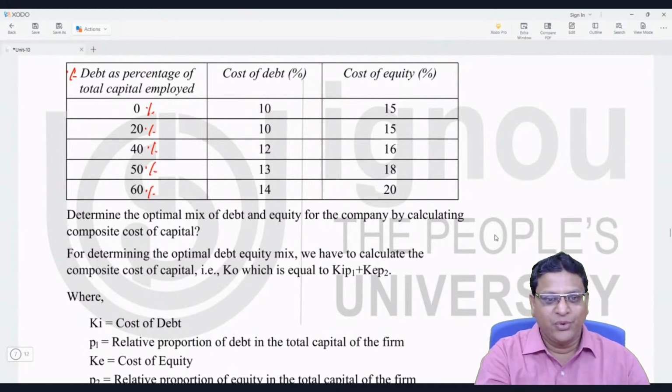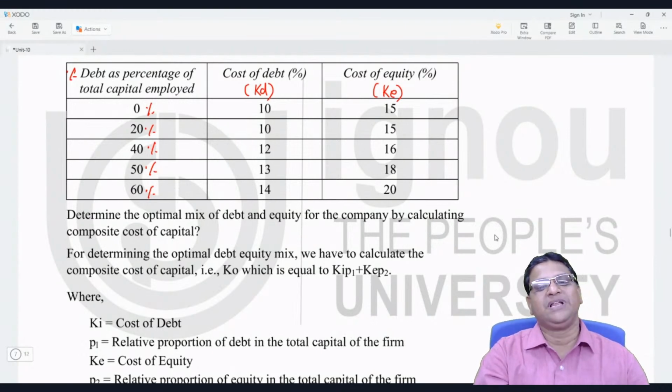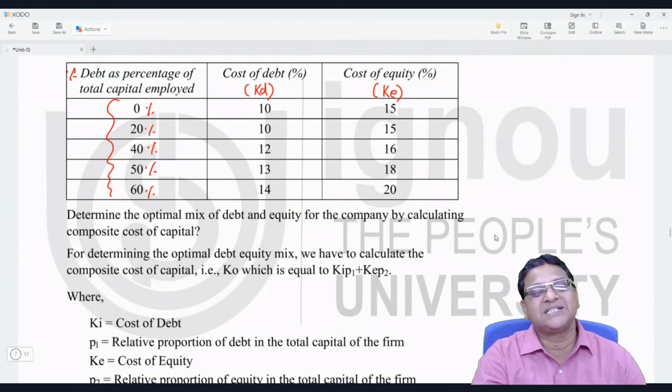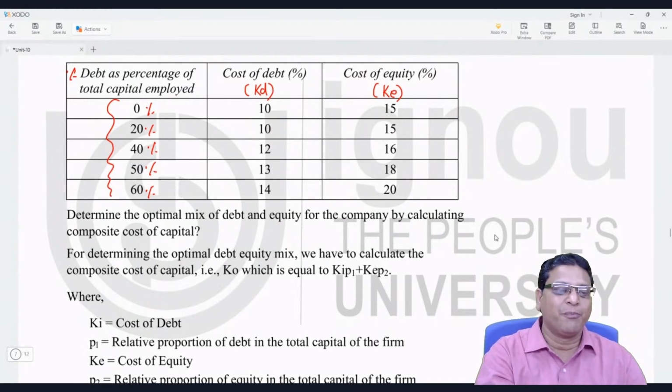You see that when you increase debt capital beyond a certain level, cost of debt KD also increases. Similarly, KE remains constant up to a particular level of leverage. After that, KE also increases. So out of these 5 or 6 capital structures, which one is the best, the optimum capital structure? We have to find out.